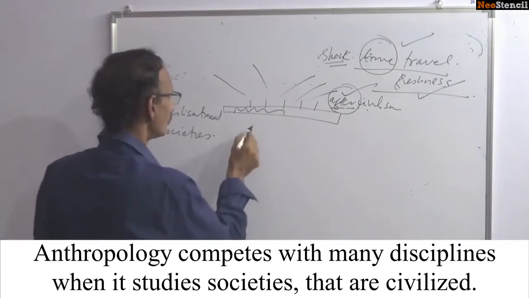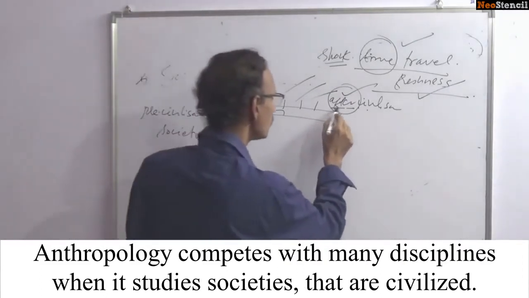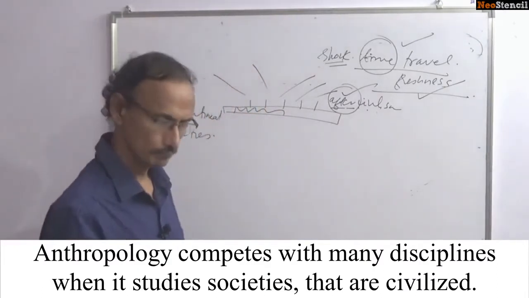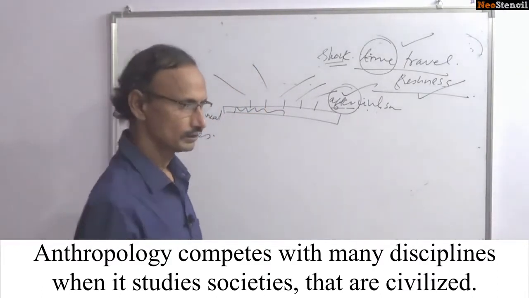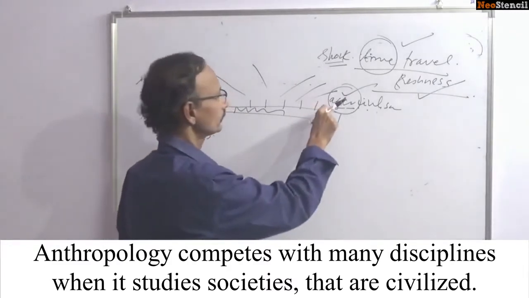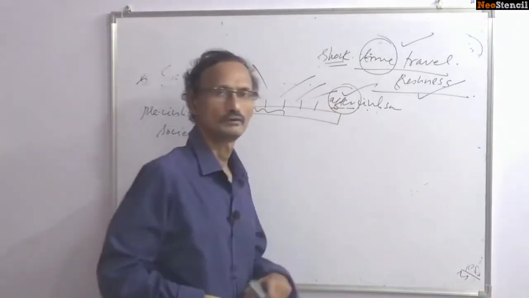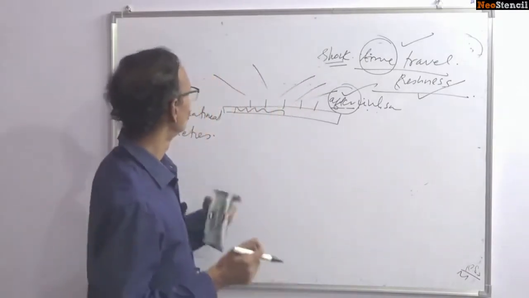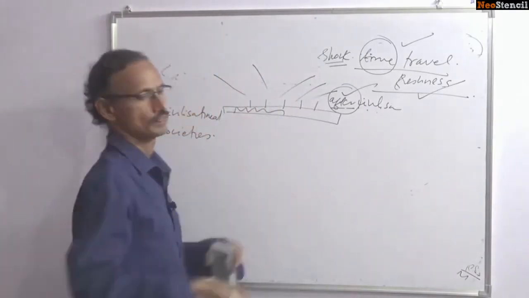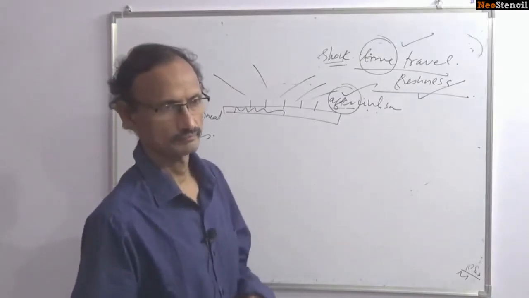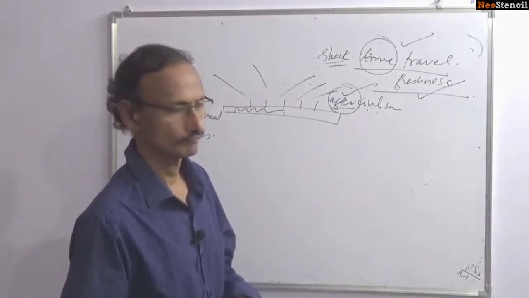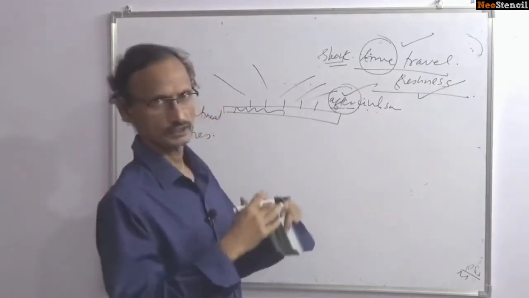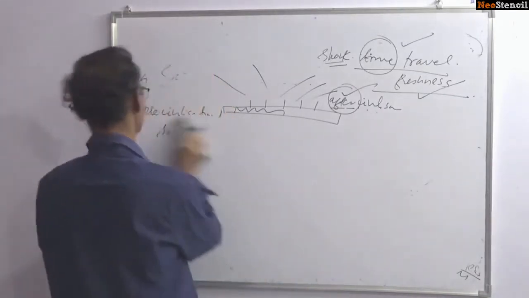So there is something of after civilization, that is modern, urban, but there is very little of it compared to other disciplines which focus on the current. So this is how anthropology can be seen in relationship with others.